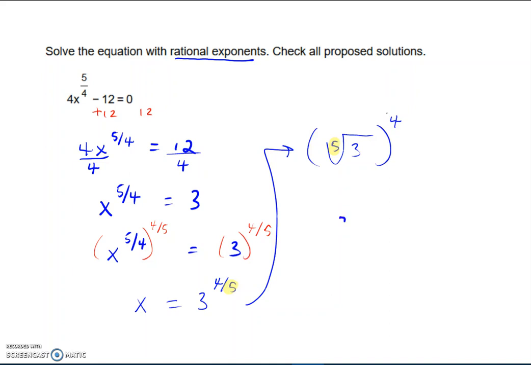So the final answer just turns out to be 3 to the 4/5 power. Just leave it in that form.